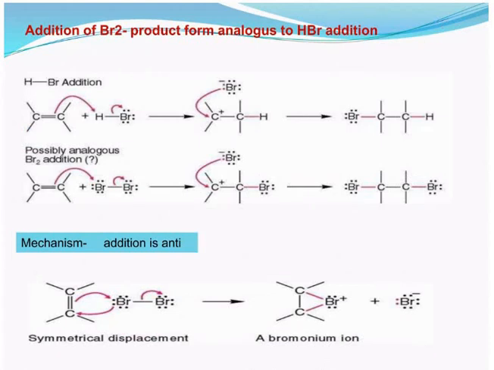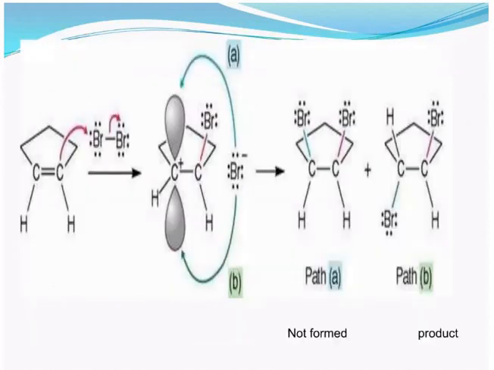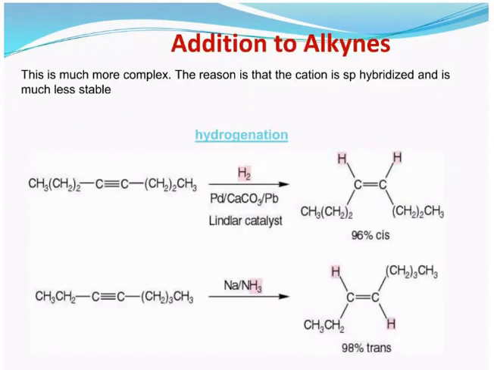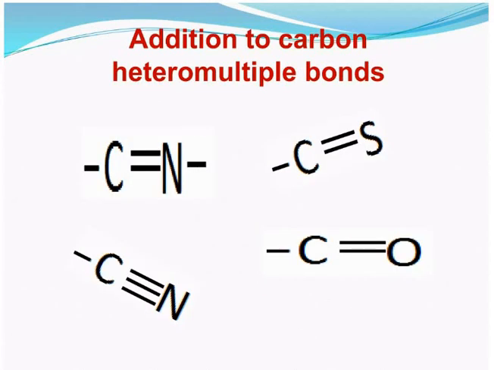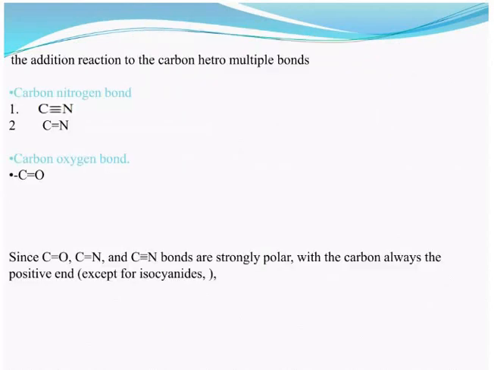So addition of Br2 gives products analogous to HBr additions. If you see, you can see the product. You can see the product. Addition to alkyne. Now addition to carbon-carbon heteromultiple double bonds or triple bonds. So look here at carbon-nitrogen bonds and carbon-oxygen bonds.